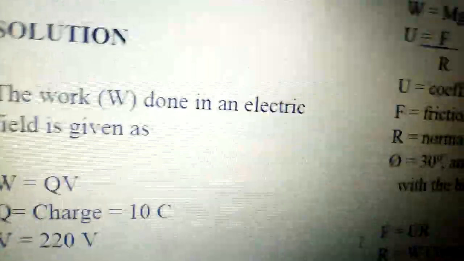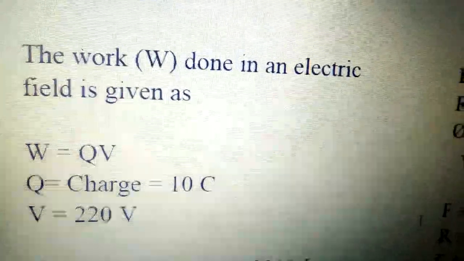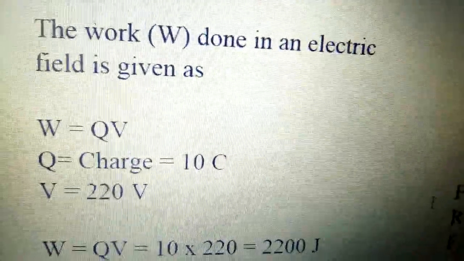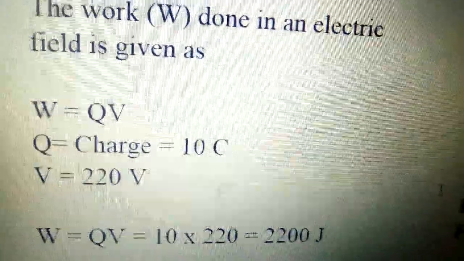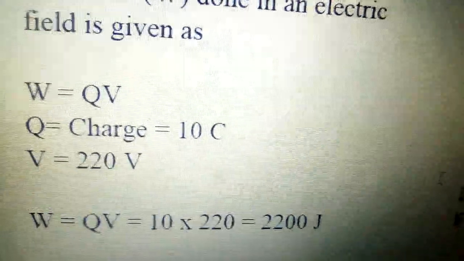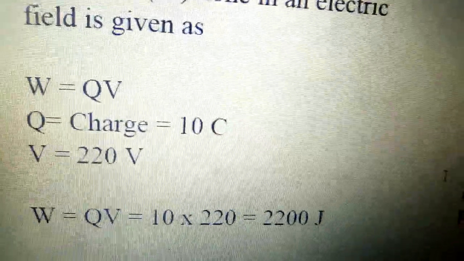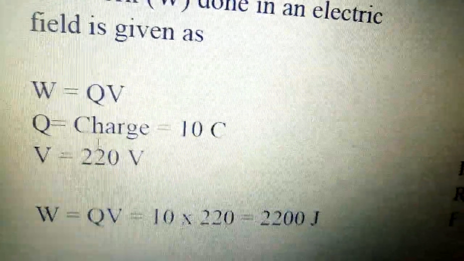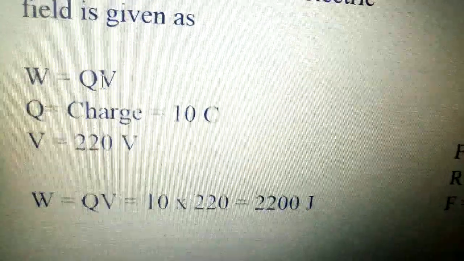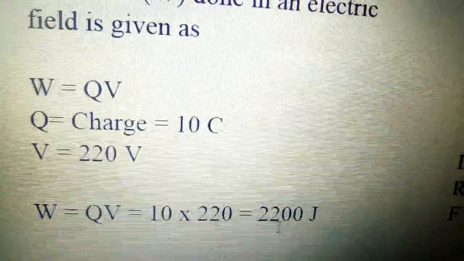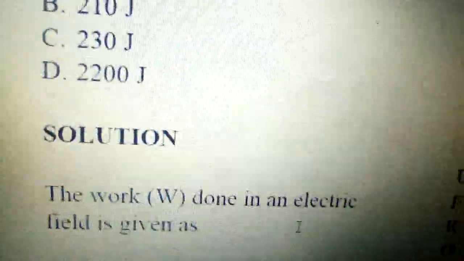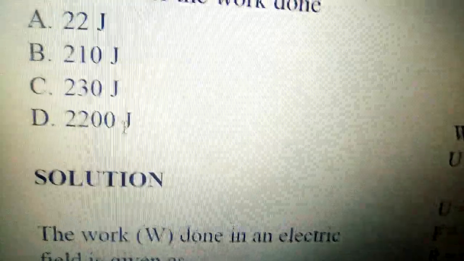The work done in an electric field is given by the formula W equal to Q times V, where Q is the charge, 10 coulombs, and V is the potential difference, 220 volts, both given in the question. Substituting into the equation W equal to QV, that is 10 times 220, giving us 2200 joules. Option D is the answer to number 11.